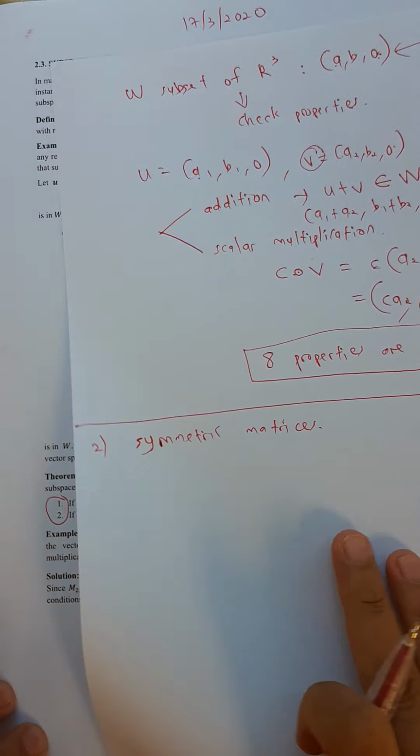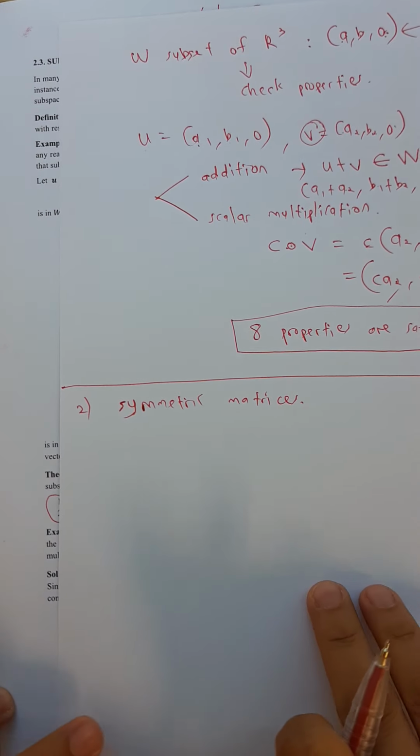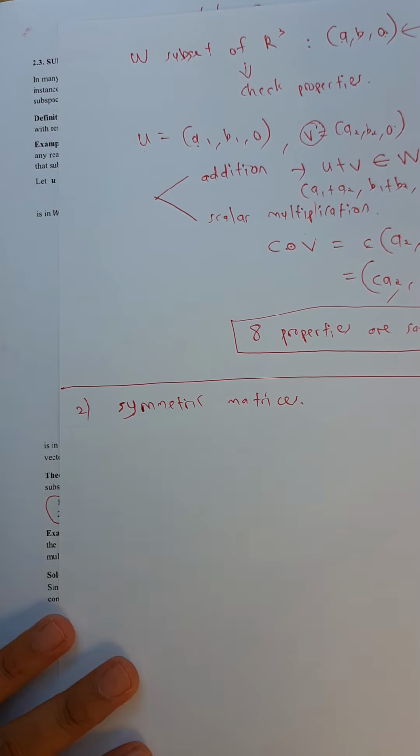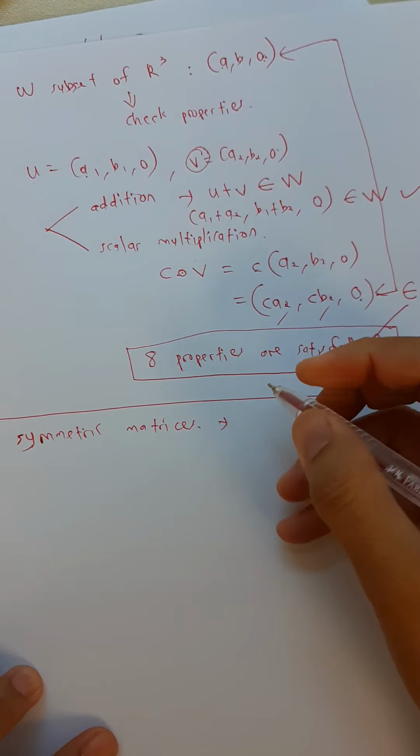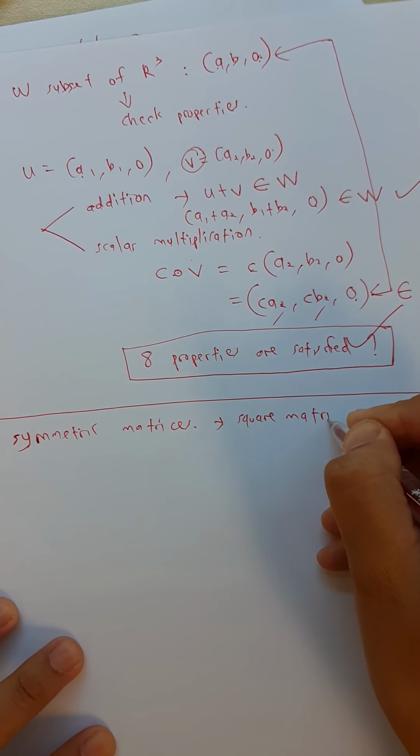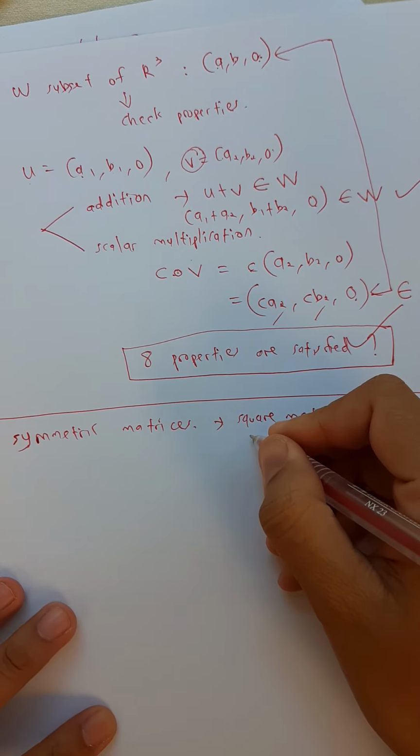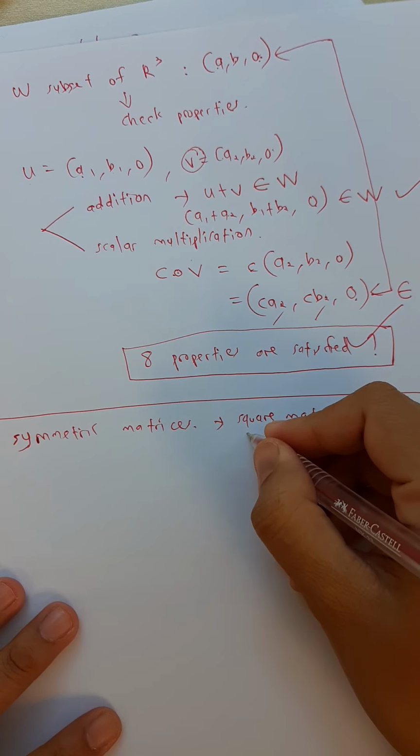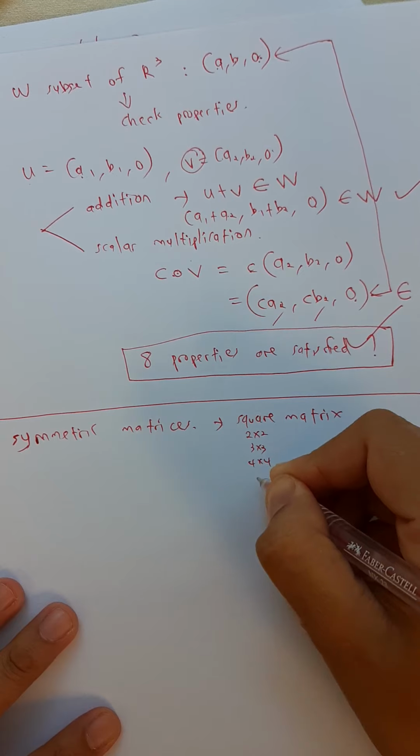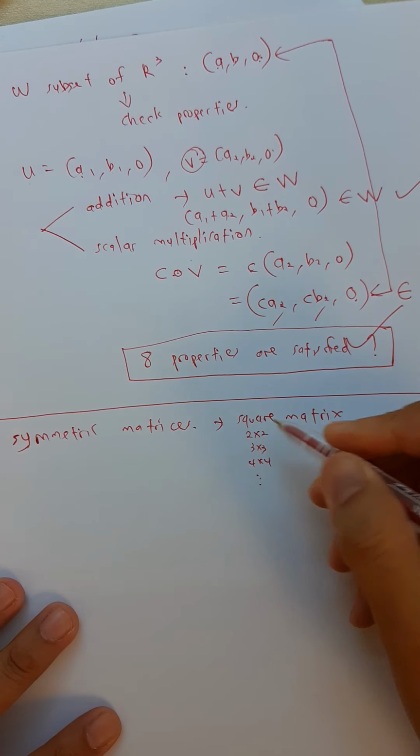Symmetric matrices. Okay, the definition of symmetric matrices is a square matrix. Do you still remember what's the definition of square matrix? Square matrix means the dimension is the same. So let's say 2 by 2, 3 by 3, 4 by 4, and so on. So these are known as square matrices.